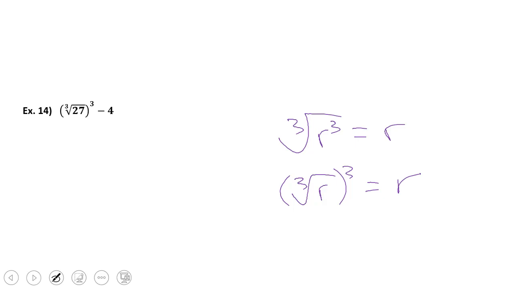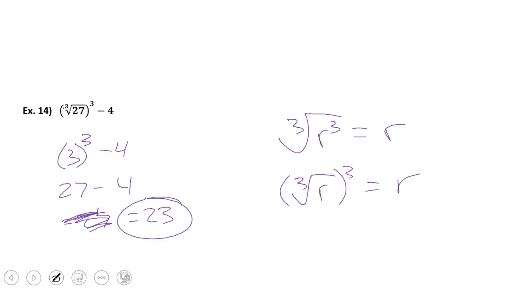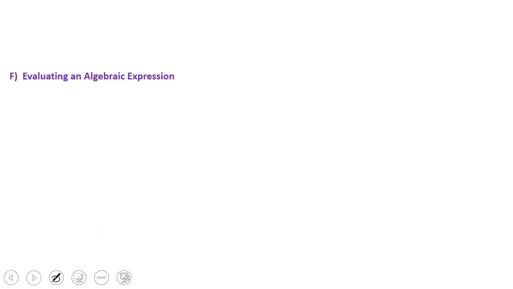So right here, if I take the cube root of 27, that would be 3. And then 3 cubed minus 4, well, that's 27 minus 4. So taking the cube of the cube root of 27 does give us 27. And of course, that answer is 23. I can add and subtract. So 27 minus 4 is 23.